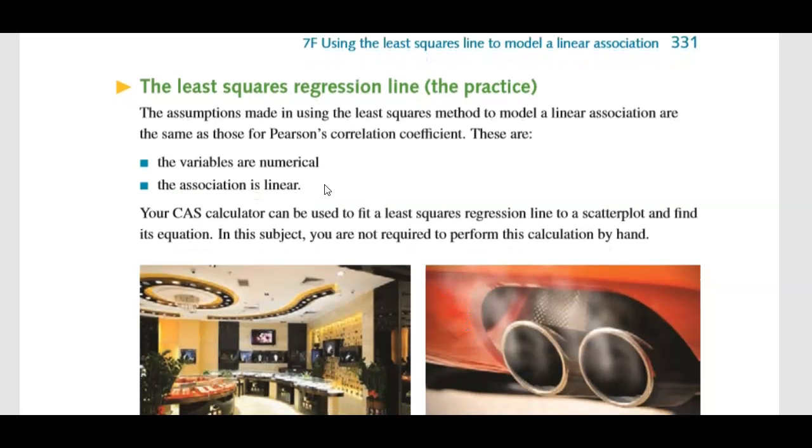Again, just these 2 points. Least squares regression lines only apply to scatter plots, so your variables have to be numerical and the association has to be linear. If it's not linear, we do what's called a transformation. We're not doing transformations just yet, but when the association is curved, we use a different model for it. Not everything in life goes in a straight line; more often than not it's going to be curved anyway.